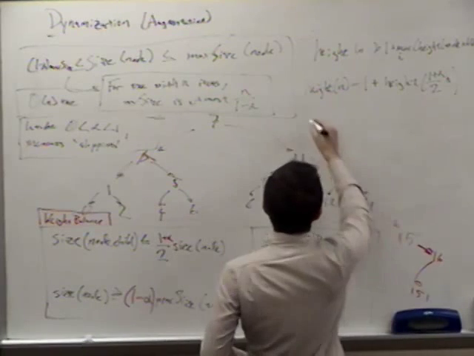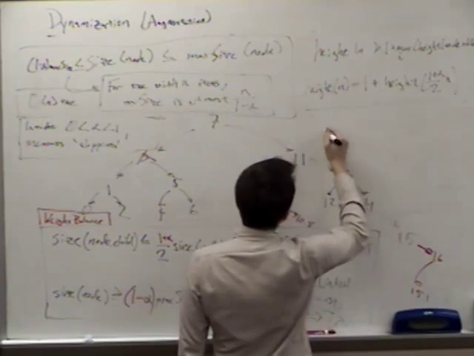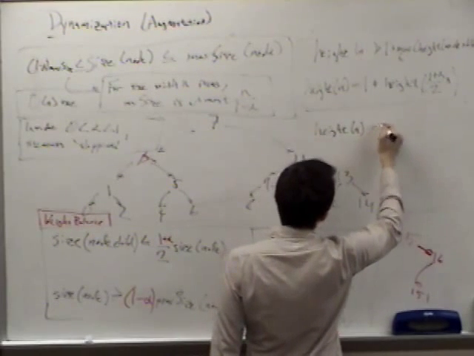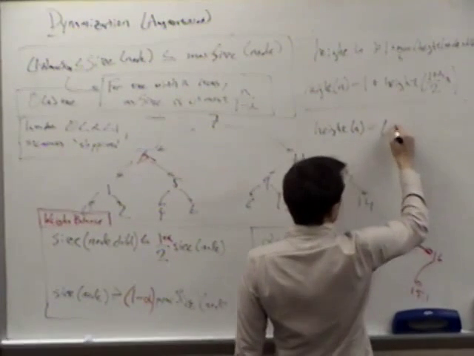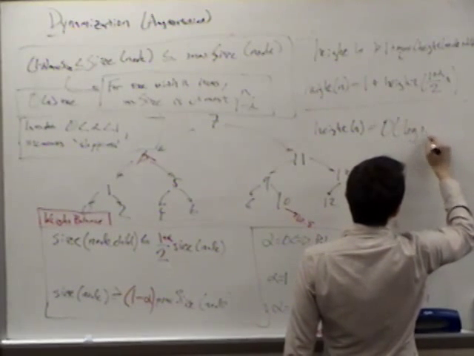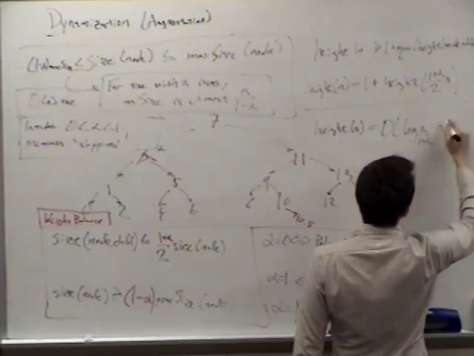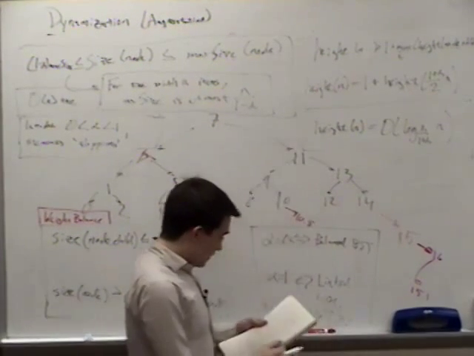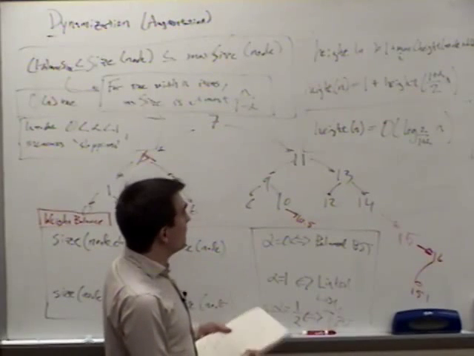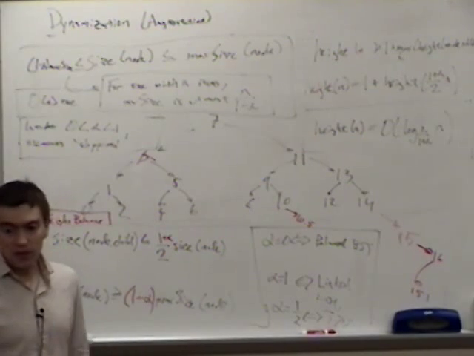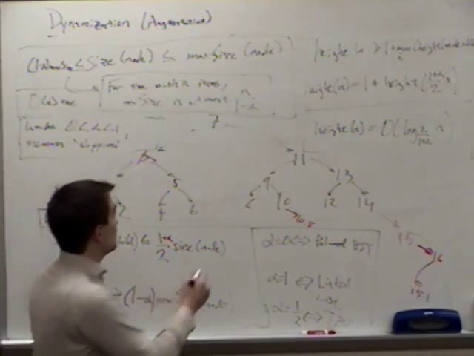In general, this will give us a tree with height of n equal to order log 2 over 1 plus alpha n levels. Or in the case of alpha equal 1 over 2, this will give us log 4 over 3 n levels in the tree.